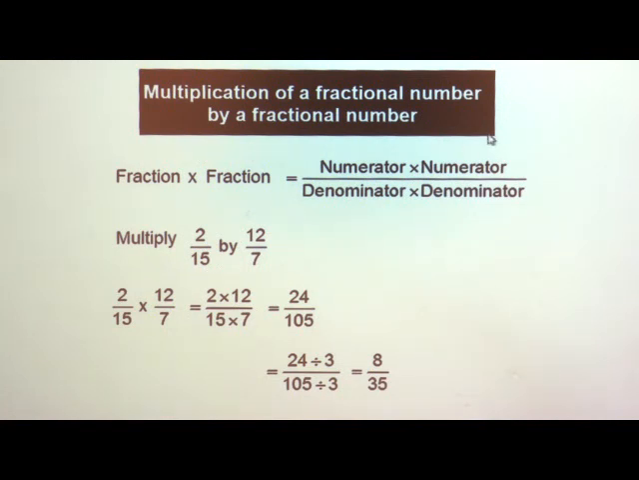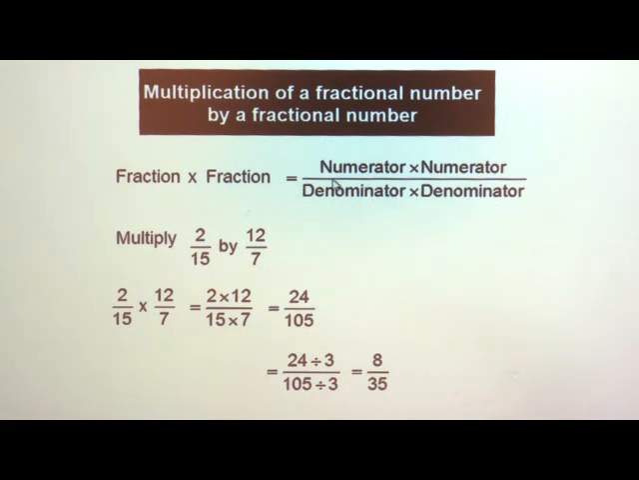Next we will see multiplication of a fractional number by a fractional number. Now we have seen multiplication of a fractional number by a whole number. Now we will see by a fractional number. So, fraction multiplied by fraction is nothing but the numerator of one fraction multiplied by the numerator of the second fraction. If you have more than two fractions, then also you have to consider the numerators of all 1, 2, 3 fractions that you have, upon the denominator of one fraction and the denominator of another fraction.